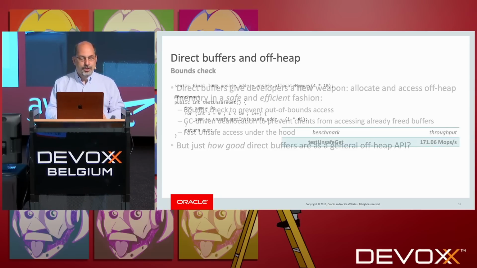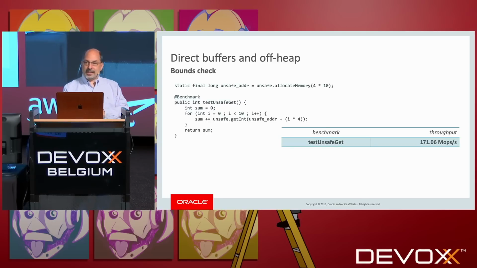So let's take a look at what the performance looks like. Like I said, it's bounds checked. That means every time you read or write, there's some kind of comparison of are you trying to read beyond the boundary, or are you trying to write beyond the boundary.